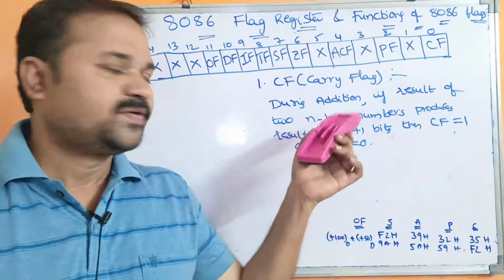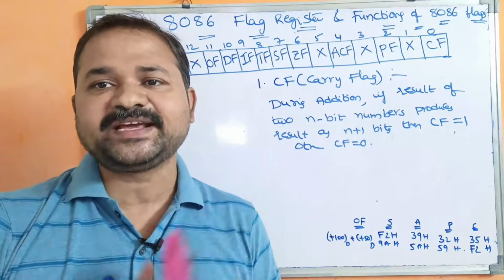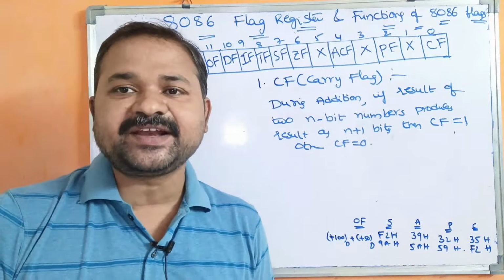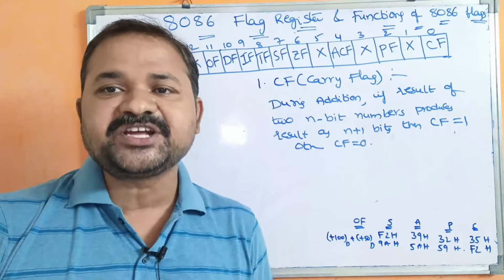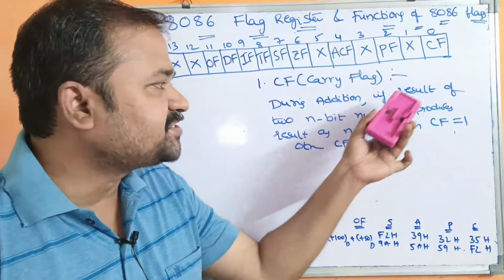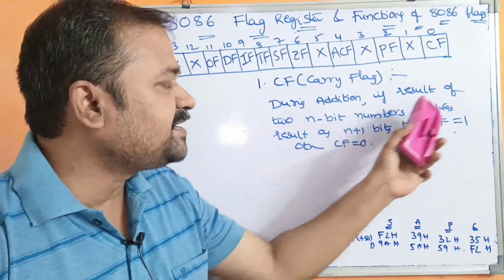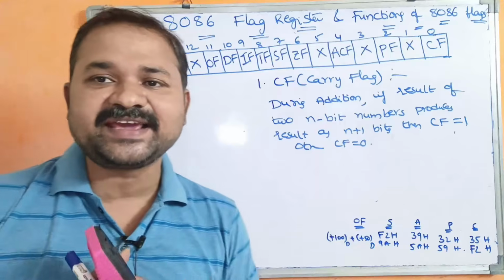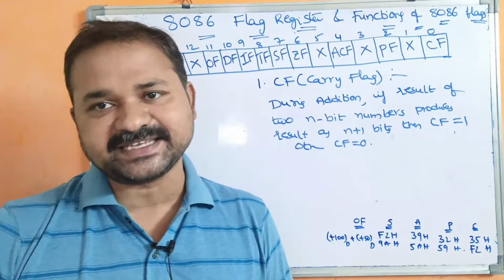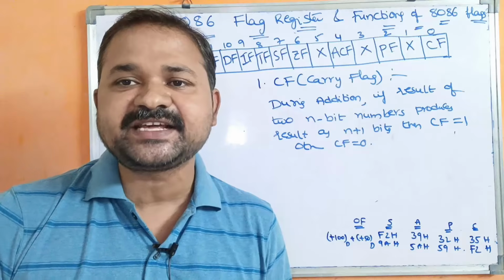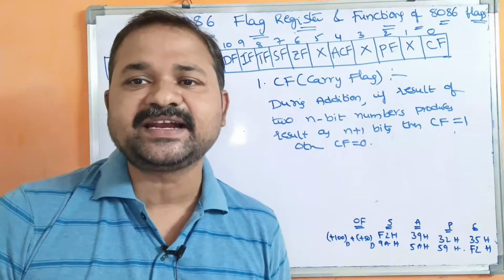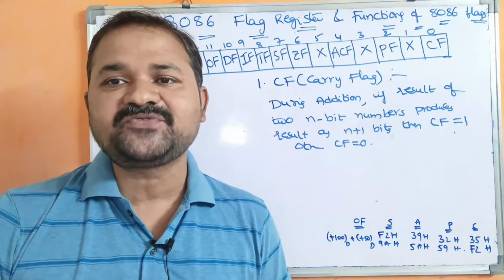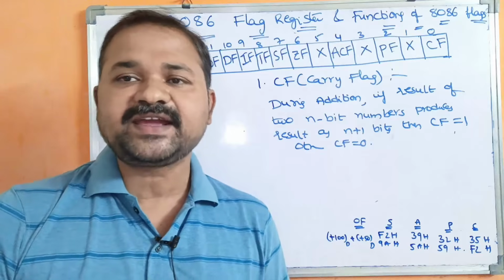So here the ALU performs some operation. It may be an addition or subtraction operation. The carry flag is mainly generated while the ALU is performing addition or subtraction. During addition, if the result of two n-bit numbers produces a result of n plus 1 bits, then the carry flag is set. Otherwise, the carry flag is reset. Here, for simplicity, let us assume that the size of a register is 8 bits. Generally, in 8086, the size of each register is 16 bits, or we can take it as 8 also.